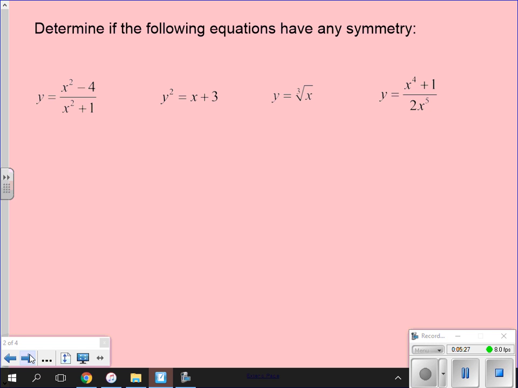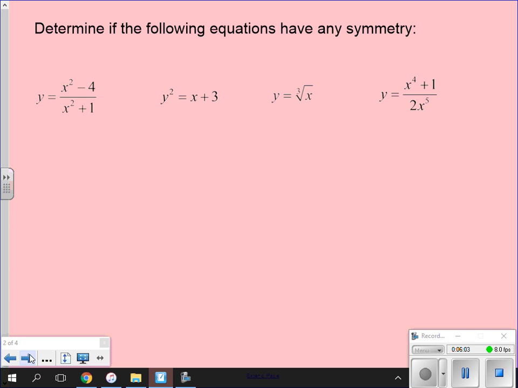So determine if any of the following have symmetry. A couple of things you want to look at when you're doing a problem like this. I want to know, is it odd? Is it even? Does it have x-axis symmetry? And I want to test to see. I kind of want to take a look at it. If I have just y in there and then I have x squared, I'm thinking to myself, this is probably going to be even. All my powers are all even powers. So most likely this is going to be an even function.